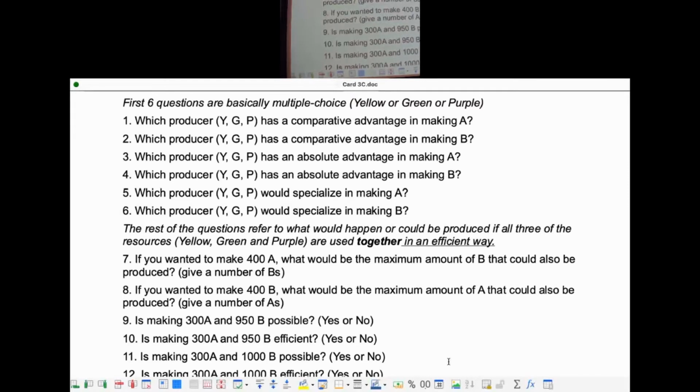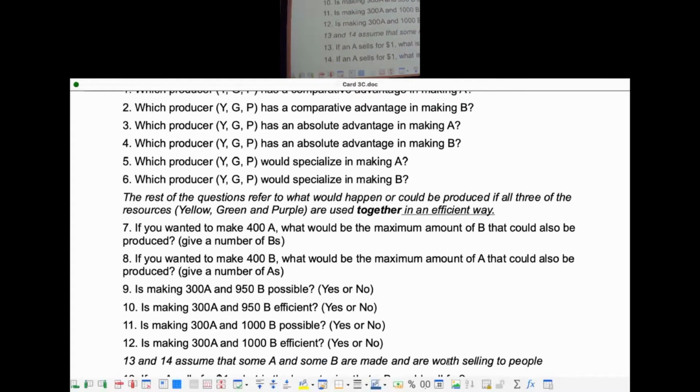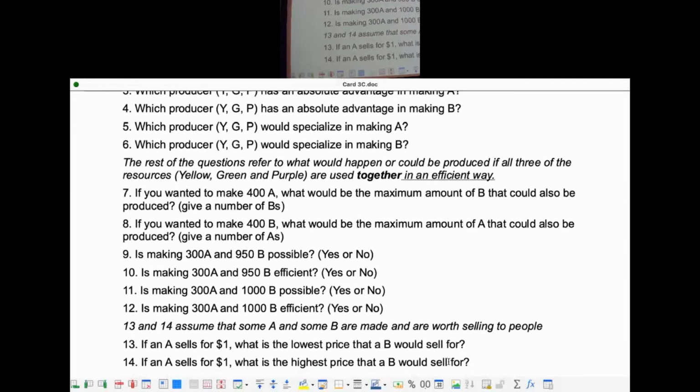Just pointed out to you. Number 12: is making 300 A's and 1,000 B's efficient? So basically, is it making the most that you can make? So that's yes or no. And then 13 and 14, let me go through them. 13 and 14 assume that you're making some A and B.